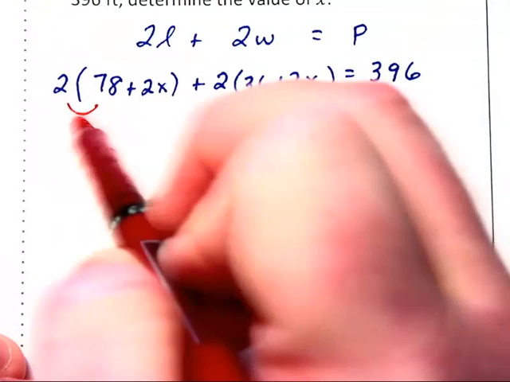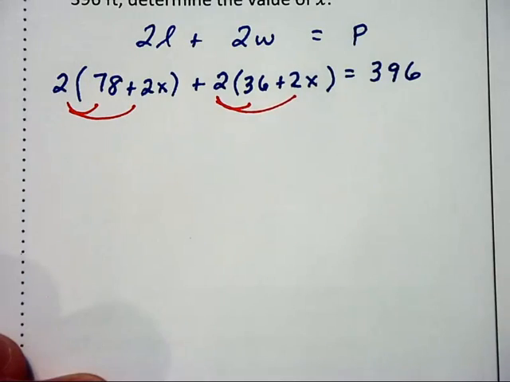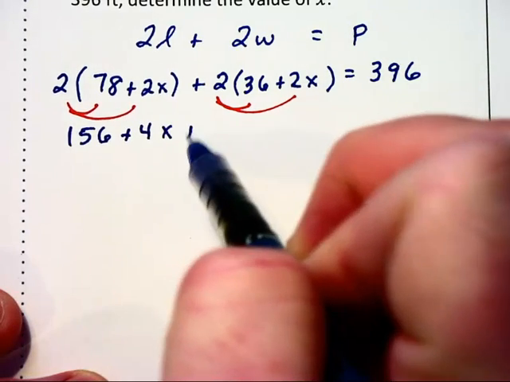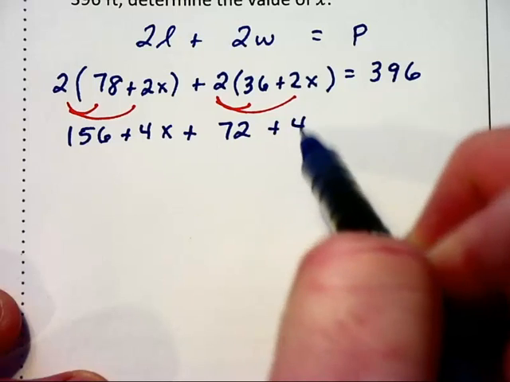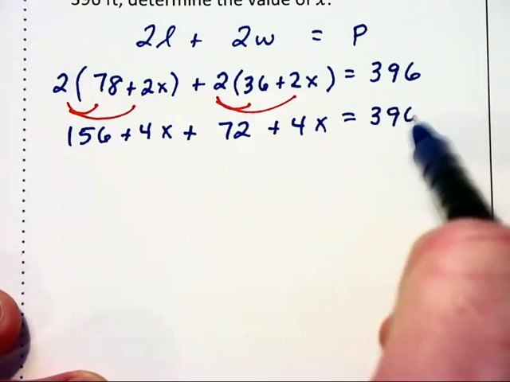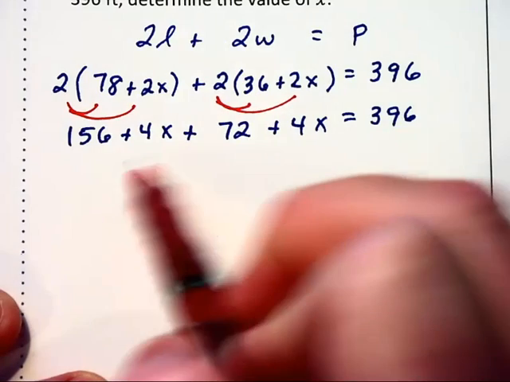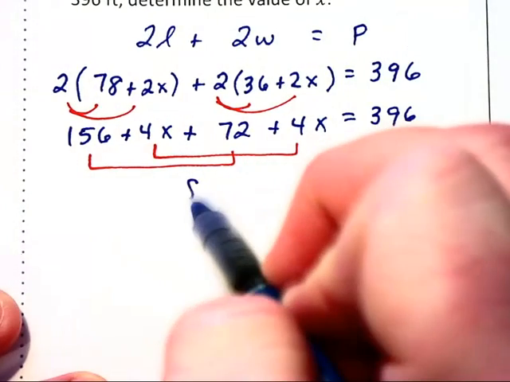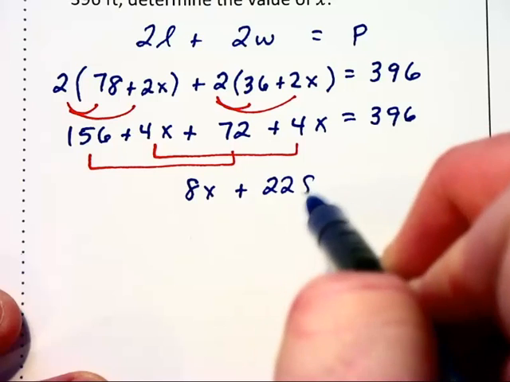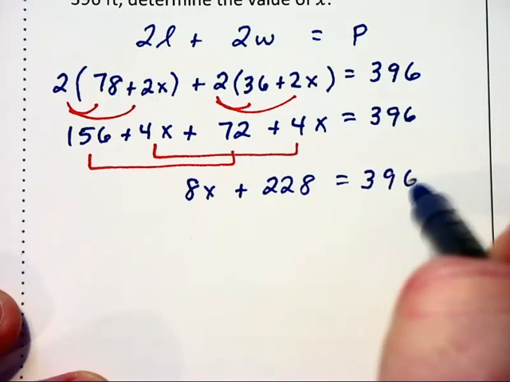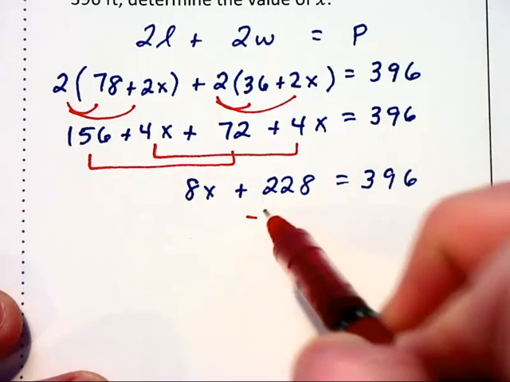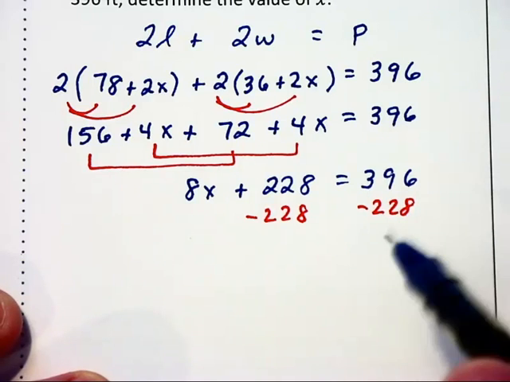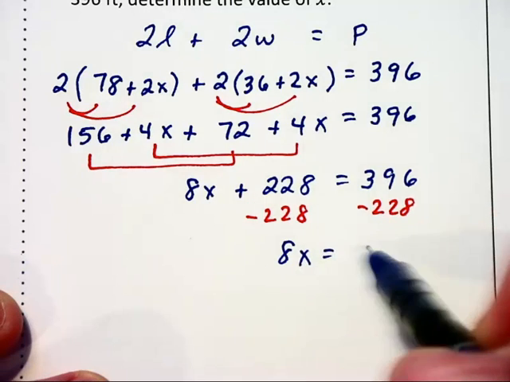We begin by distributing on the left-hand side. This is going to give us 156 plus 4x plus 72 plus 4x is equal to 396. On the left, we can combine like terms, and this will give us 8x plus 228 is equal to 396. We then subtract 228 on each side of the equation, and this leaves us with 8x is equal to 168.